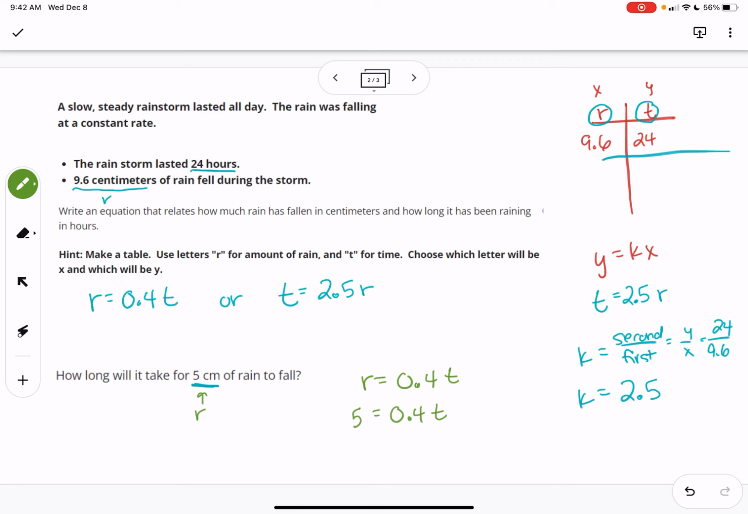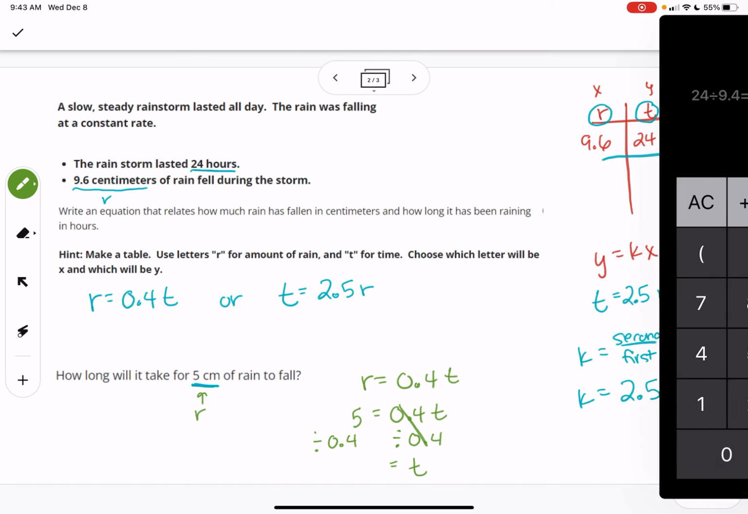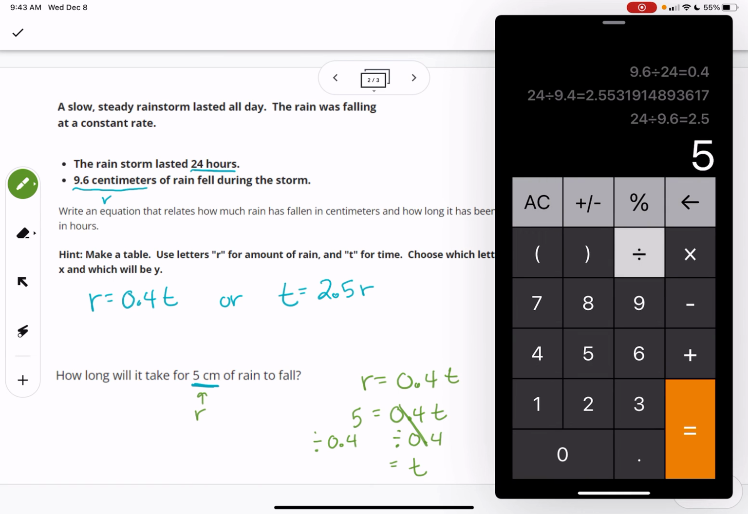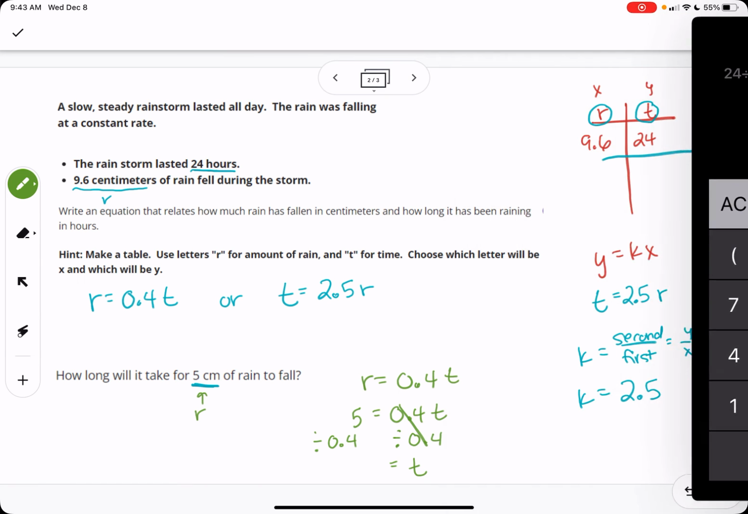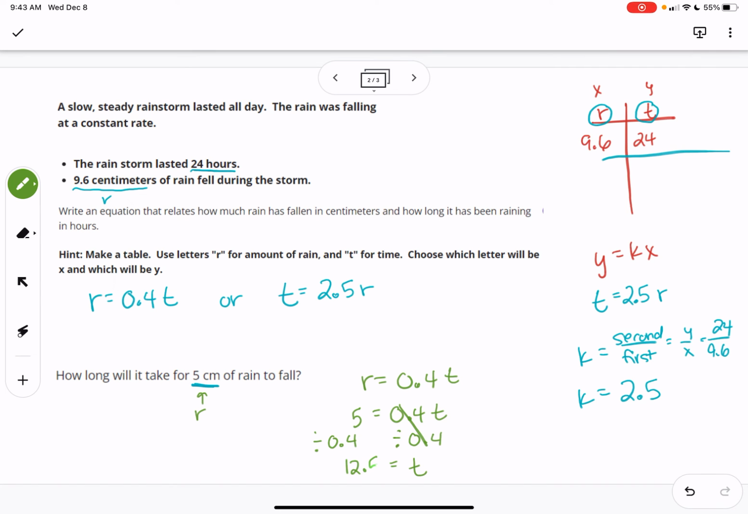So when I do that, notice now I have just a simple one-step equation. I want to get T by itself. T is not by itself, it's being multiplied by 0.4. To get rid of a multiply, we divide. Remember, what you do to one side, you do to the other. So I've got 5 divided by 0.4, and I get 12.5. So notice it says T equals 12.5, so that means it would be 12.5 hours, right?